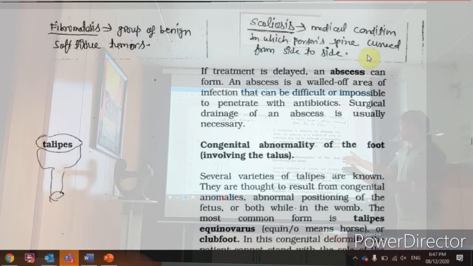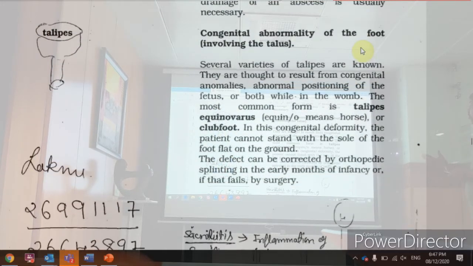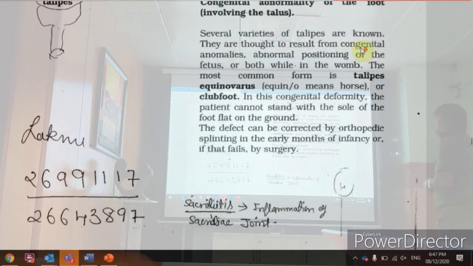Alright? Some other congenital deformities are called talipes. Meaning, when the child is getting born, in the womb the leg is kept wrongly, and they will not keep the foot fully flat on the land. It will be like this. Horseshoe shape, everything. That's all congenital deformities known as talipes. It's called equinovarus, meaning horseshoe type of talipes, or a club foot.